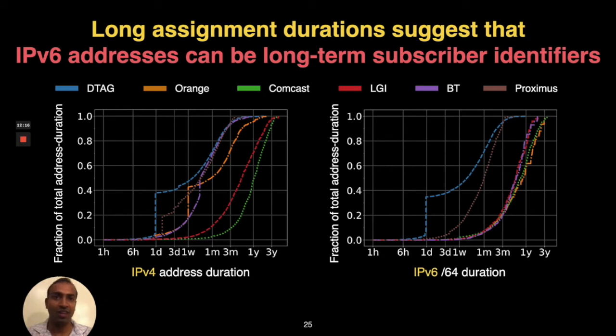These long assignment durations suggest that IPv6 addresses can be used as long-term subscriber identifiers. While this is good news for IP address-based applications like host reputation and geolocation, it raises privacy concerns, since residential subscribers' IPv6 prefixes can be used to identify them for months and sometimes even years.